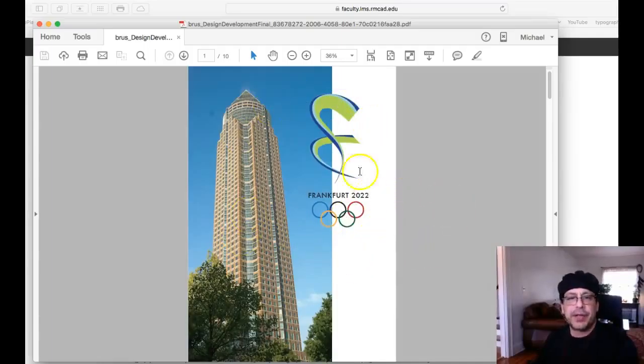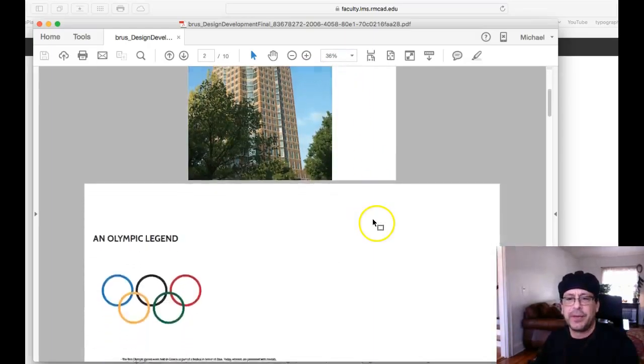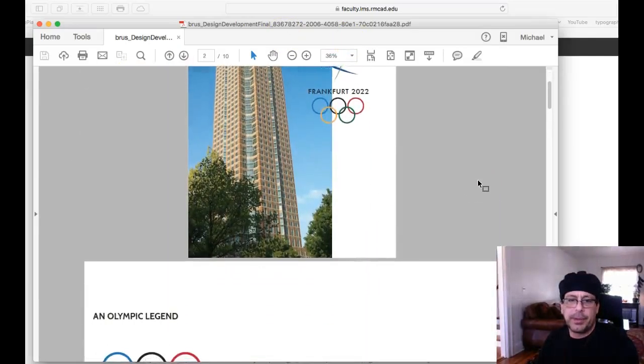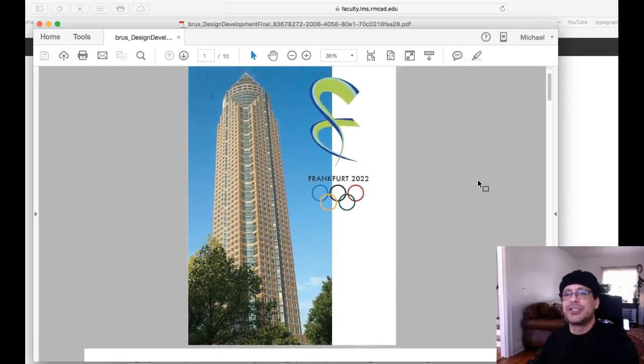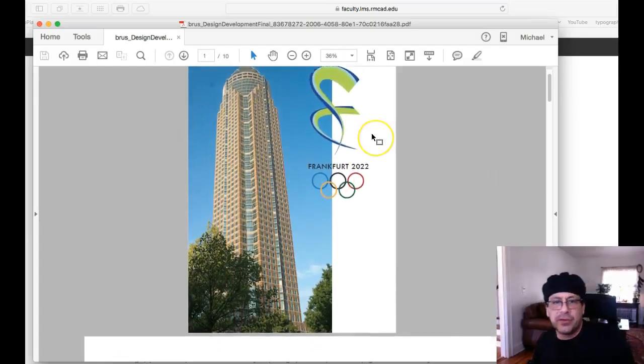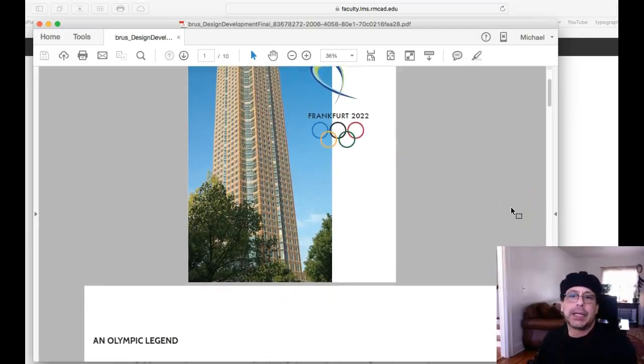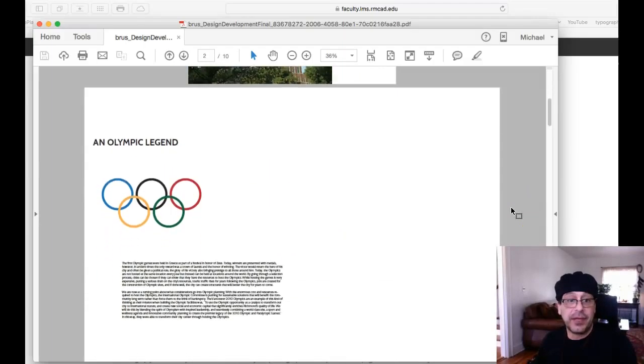Your first page, you've got this vertical orientation, obviously to suffice the building. But then on your second page, you go into a completely different orientation. It's not good to change page sizes midstream, so to speak. So you don't want to do that. Keep your presentation as consistent as possible.